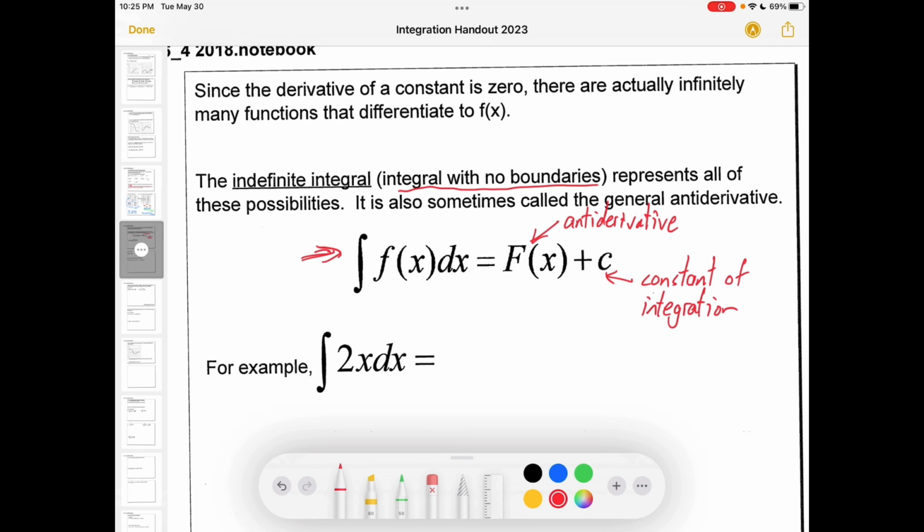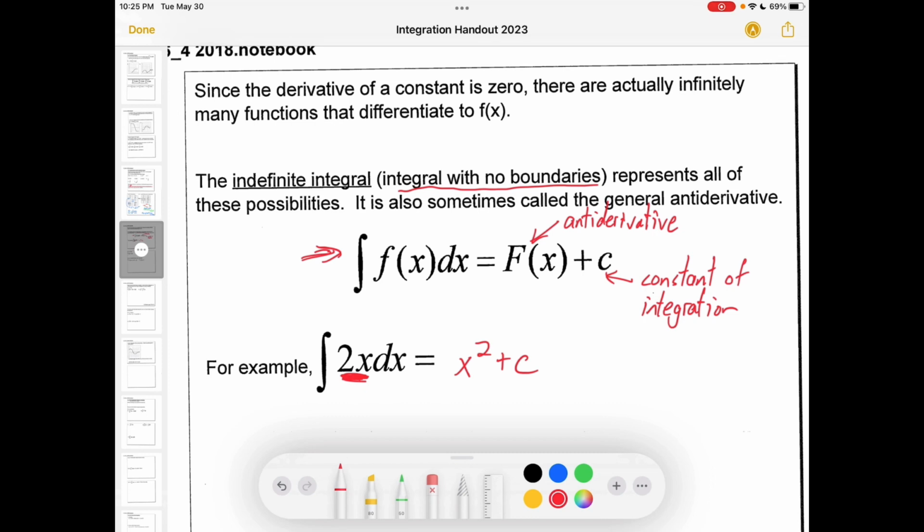Okay? So for example, if we had the indefinite integral of 2x with respect to x, that's what you can think that dx means. Well, what differentiates to 2x? Oh, it's just x squared. Okay? But to make it an indefinite integral, we need to just tack on a plus c. So if you can do some basic antidifferentiation, and you can write the letter c, congratulations. You can also do an indefinite integral.